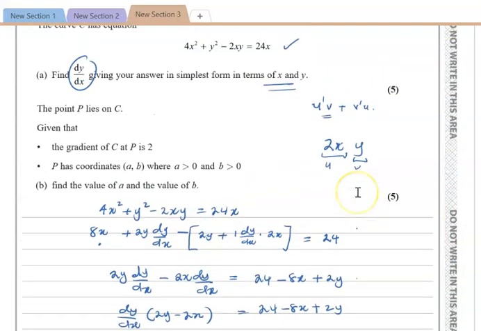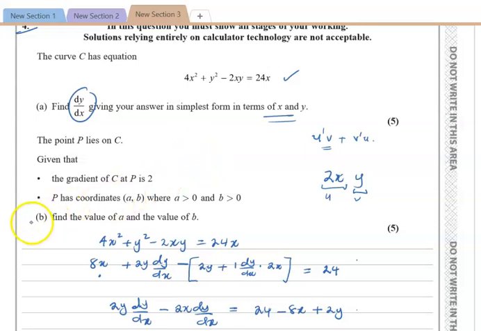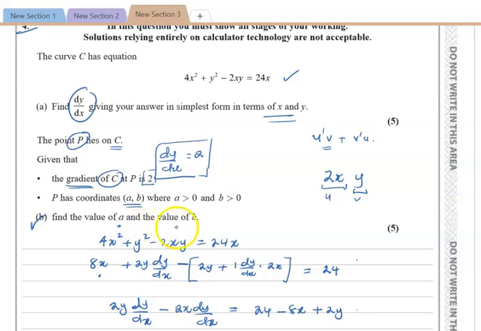Part B of the question, we go back here. They've given us a condition. The point P lies on the curve C. The gradient of C at P is 2. That means dy/dx, because dy/dx is a gradient, is equal to 2 at point P. And the coordinates of P are (a, b), the x and y values. So find the value of a and the value of b.